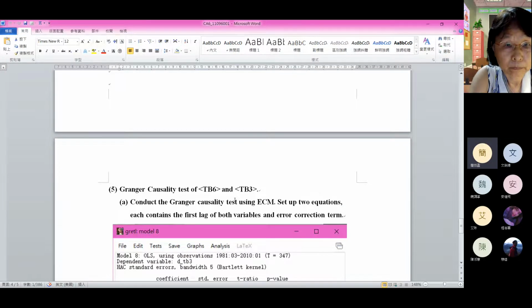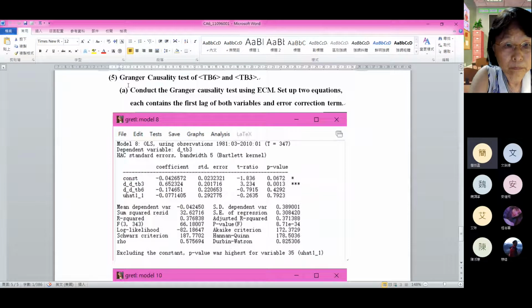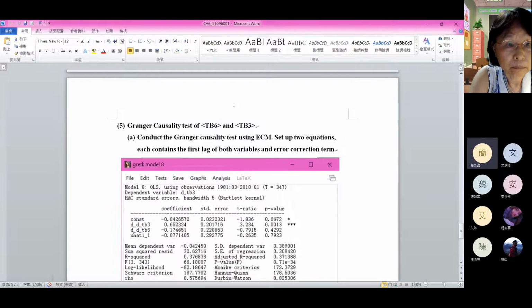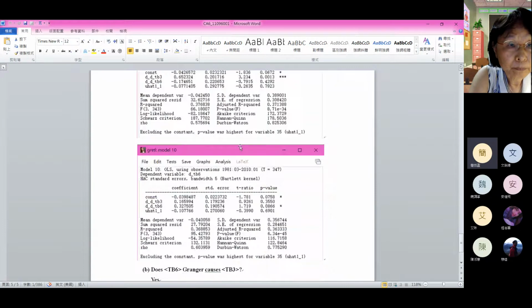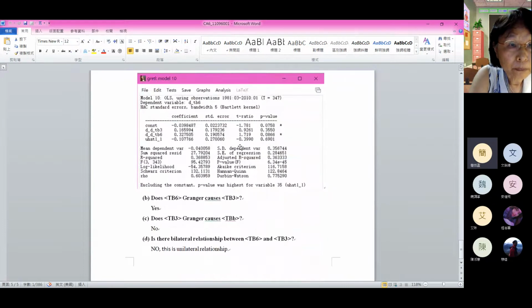And the fifth part is to conduct the Granger causality test using ECM. And this is my result. This is my model. And the answer is, does TB6 Granger cause TB3? My answer is yes. And the C part.